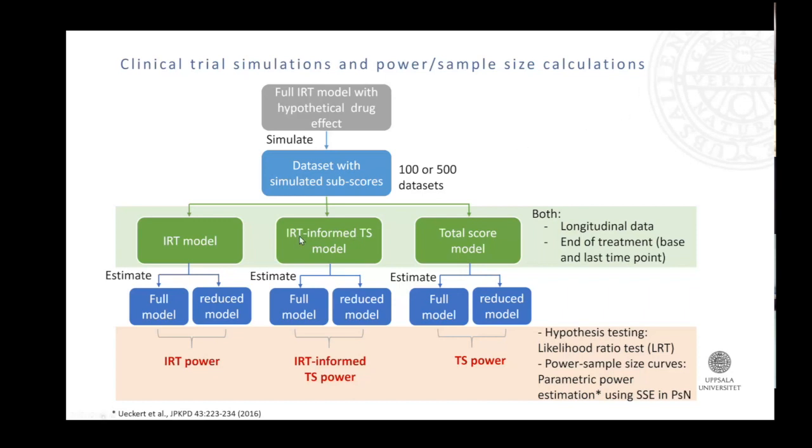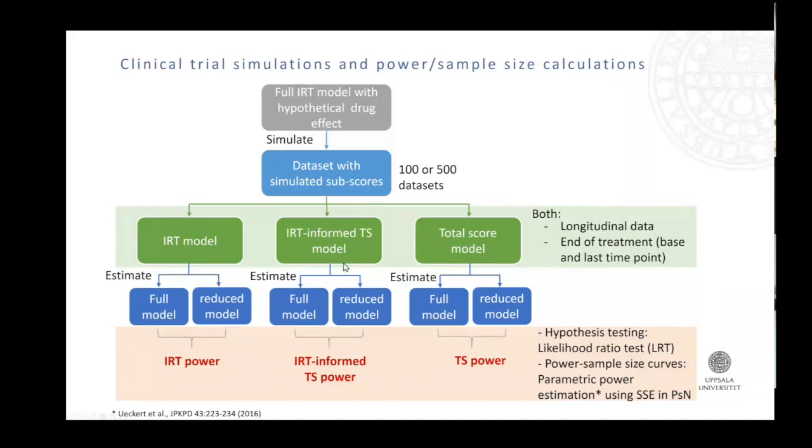So we can apply different models. We can use the item level data in an IRT model, or we can use the total score in a total score model. We simulate data from the IRT model because that's the only way we can compare these. And then we estimate the full model, which includes the model for the disease modification, and we fit a reduced model which doesn't. Then we can use the likelihood ratio test as the hypothesis test to see to what extent the treatment effect is discernible.